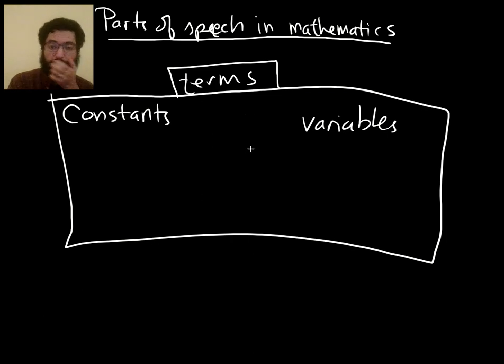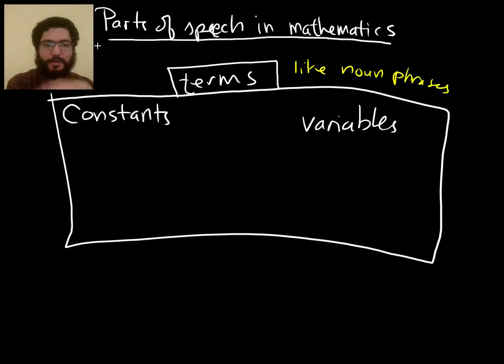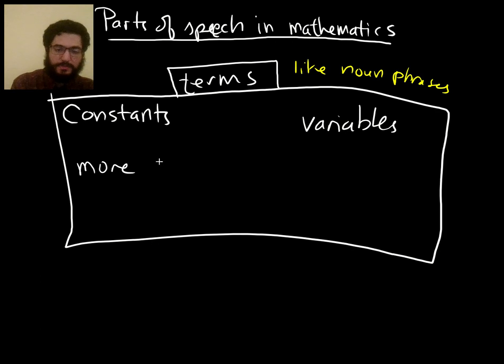So terms you can think are like nouns in general, or actually more like noun phrases, and you'll see in a moment why I'm saying that. So constants are terms, variables are terms, but there are also more complicated terms.